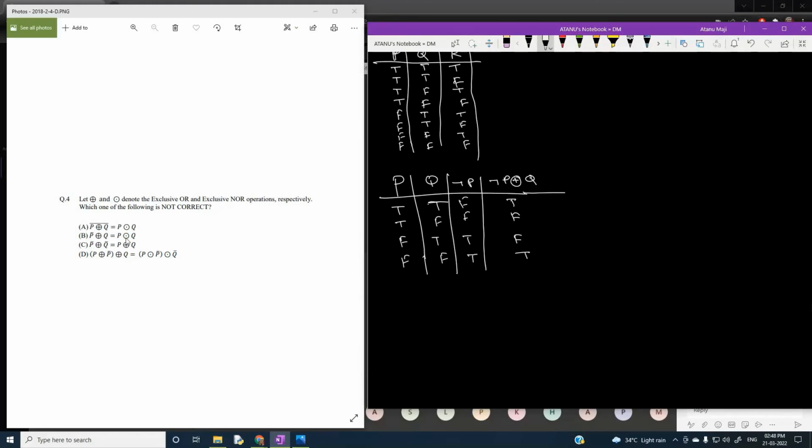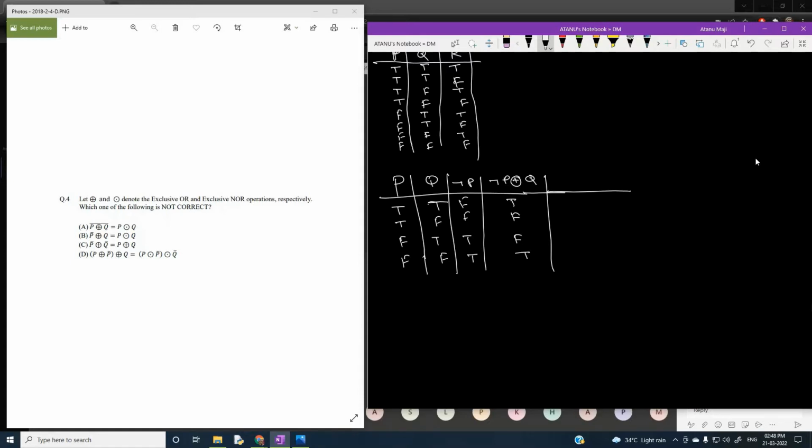I mean, option B is also correct. That is not false actually. I made that mistake so that you don't make that mistake. Always complete the whole truth table. Only then you can check.